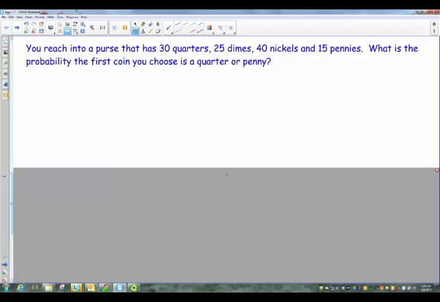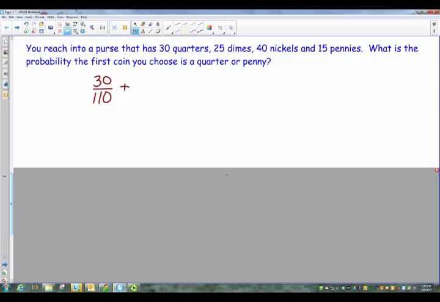All right, so you're rummaging around in there. You pull out a coin. What's the probability it's a quarter? Well, there's 30 quarters out of how many coins? Well, we add 30, 25, 40, 15. You get 110 coins. So 30 out of 110, that's the probability that you get a quarter.